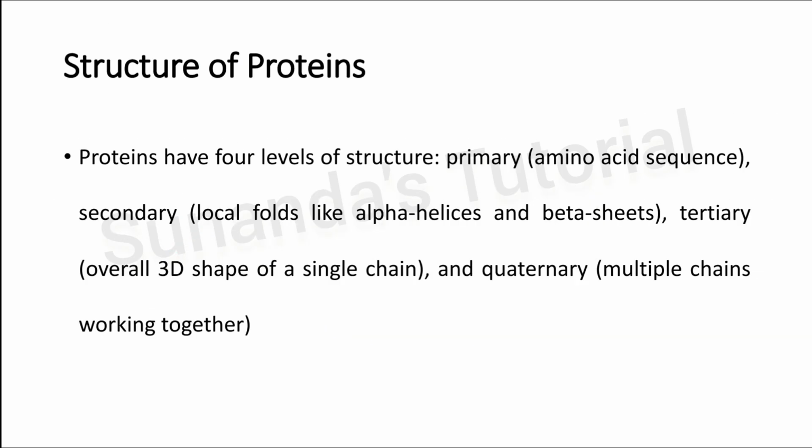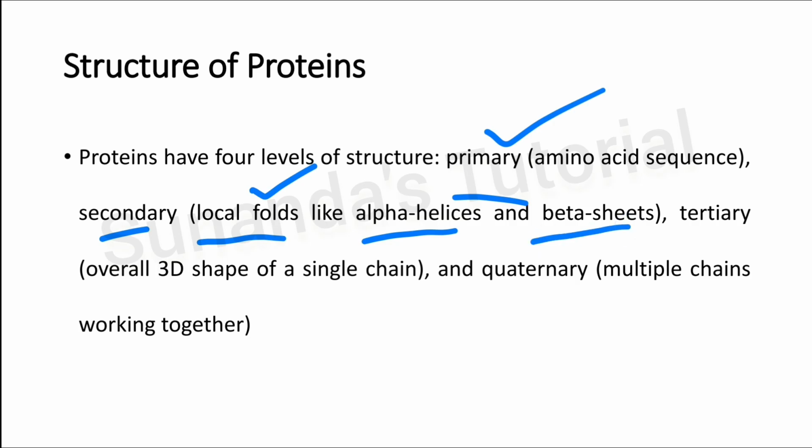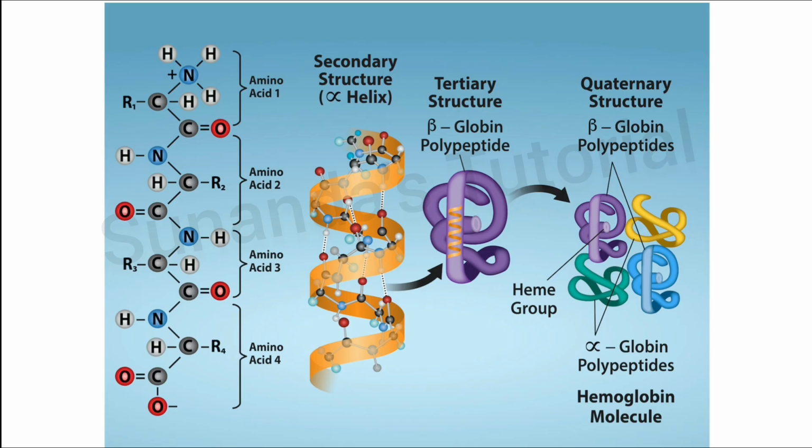Next, structure of protein. There are four levels of structure. Primary structure, which is the linear sequence of amino acids. Secondary, which includes local folds like alpha helices and beta sheets. Tertiary, which includes overall 3D shape of a single chain. Quaternary, multiple chains working together. So now, the primary structure of protein is formed by linking the amino acids by peptide bonds.